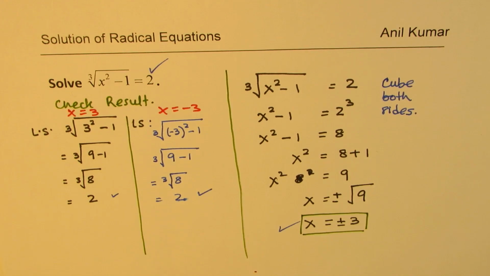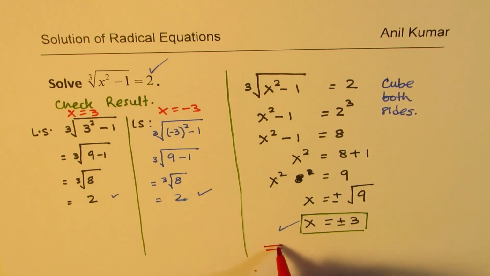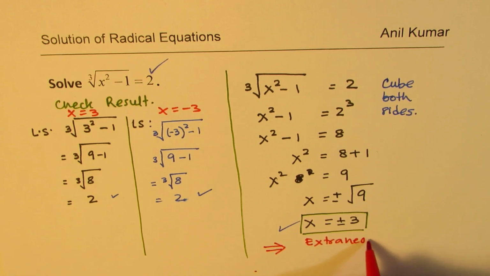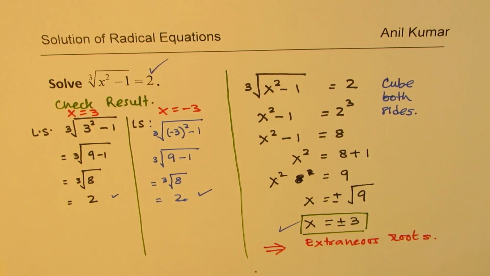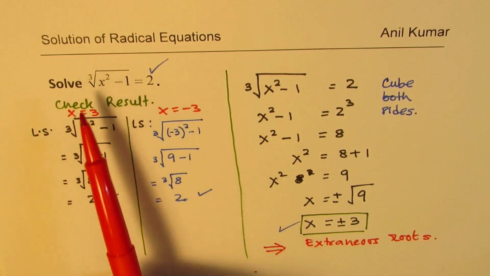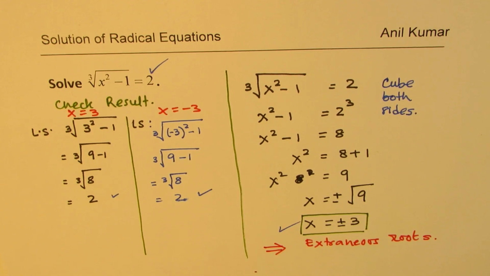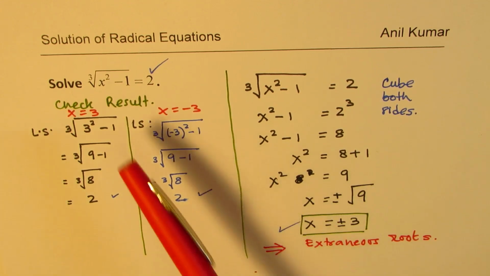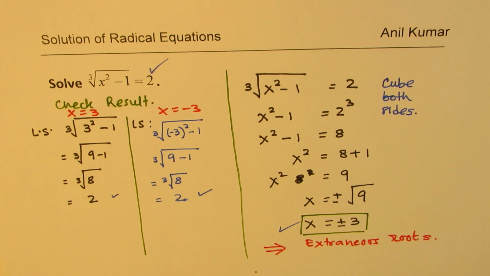So I'll take up another example where we will have extraneous root. You can continue with this video and see the next example where we'll talk about extraneous root. At times, especially when you have even powers, this was an odd power, so it didn't really give you a wrong result. There are possibilities that when we solve radical equations, we may get extraneous roots. So we have to be careful about it.